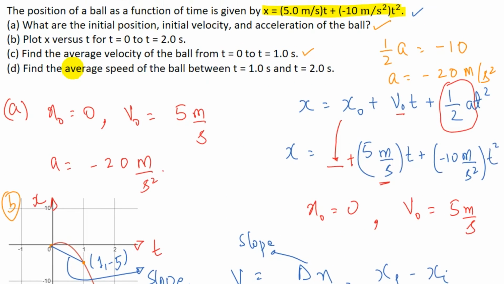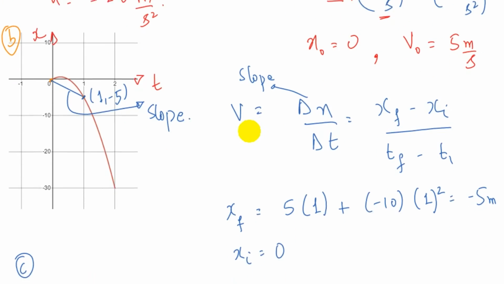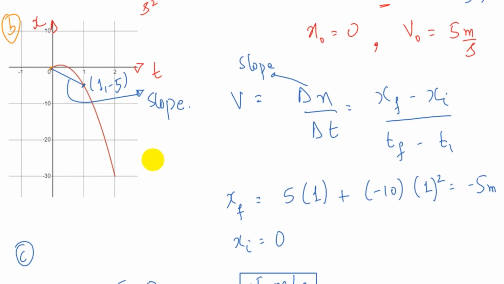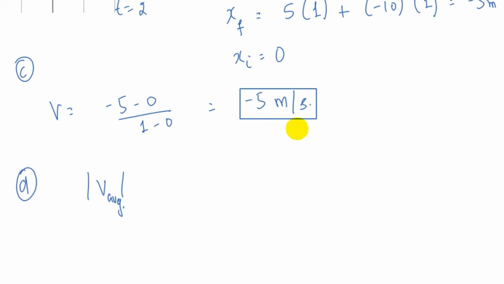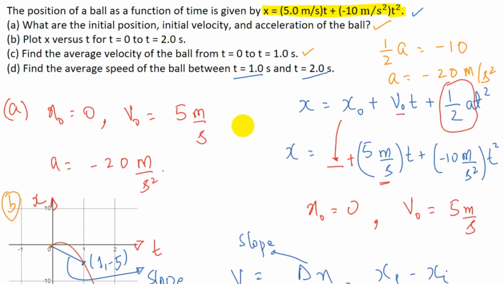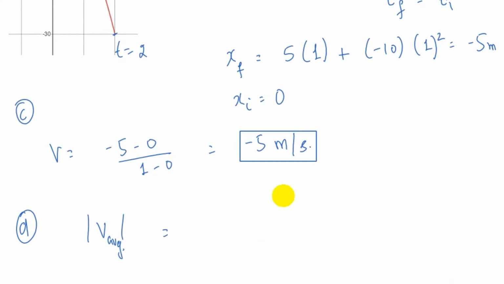Now in the D part, we have to find the average speed of the ball for the time interval t equals 1 to t equals 2. Now we observe that for the time interval t equals 1 to t equals 2 second, the direction of the ball is not changing. Like here this is t equals 1 second, and here this is t equals 2 second. The ball is moving in the same direction. So for this case only, we can write that the average speed would be equal to the magnitude of average velocity. So first we're going to find the average velocity, and then we'll take the magnitude to find the average speed. To find the average velocity, we can follow the same procedure.